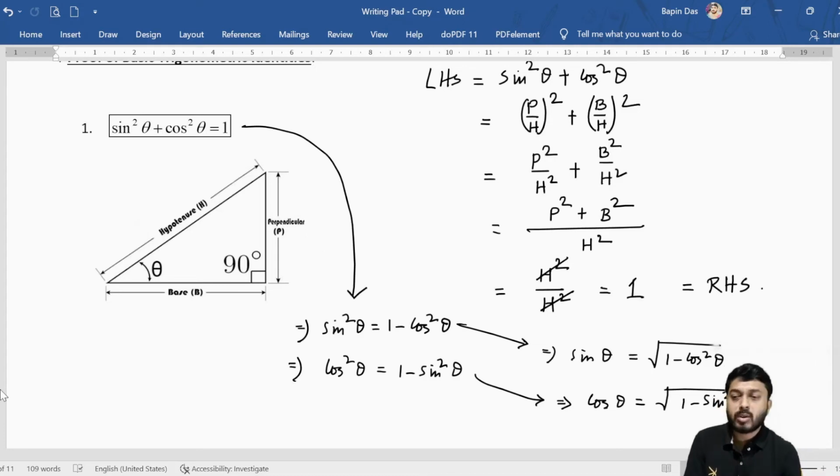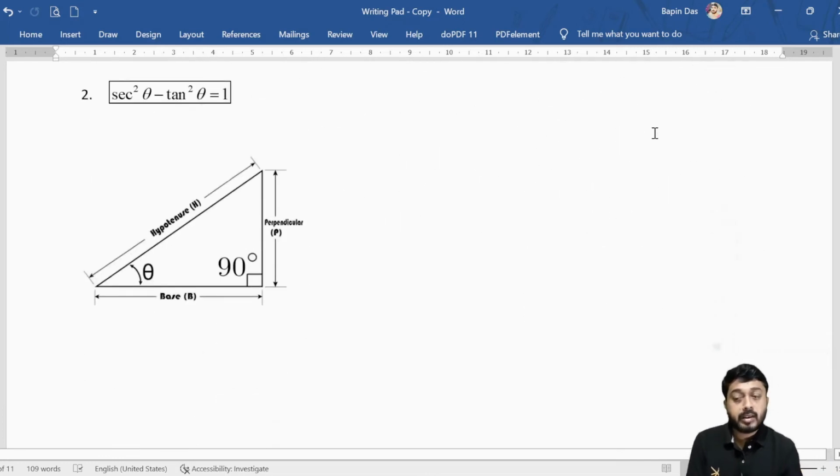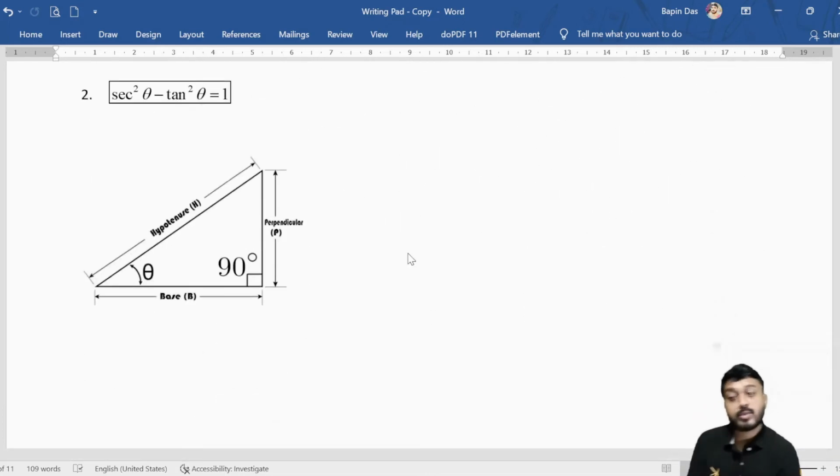Now I'm moving on to the next identity, right? The next identity, that is the second one, is sec square theta minus tan square theta is equal to 1. So let us approach to prove it in a very similar way. I'm starting with the LHS, the left hand side.